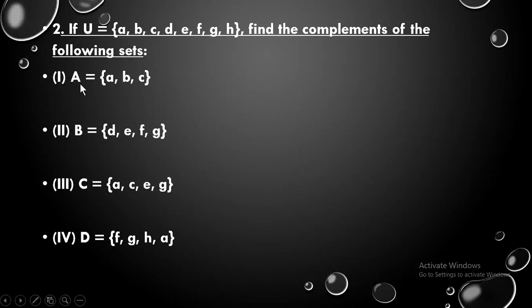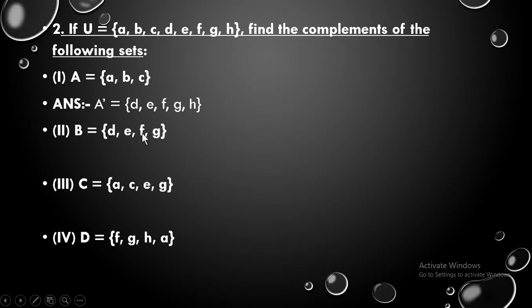Now you have to find a complement for this set. So what will be the complement? Universal set minus set A. Now set A consists of A, B and C. When you subtract A, B and C from the universal set, the leftover elements will give you A complement. So that is D, E, F, G and H after removing A, B and C from the universal set.